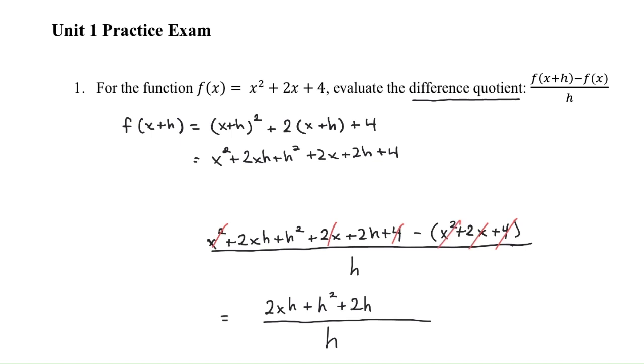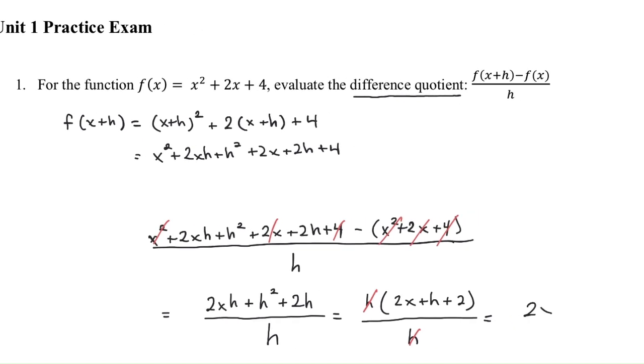And then if we factor out an h in the numerator, then the h's cancel. You have 2x plus h plus 2 as the difference quotient.